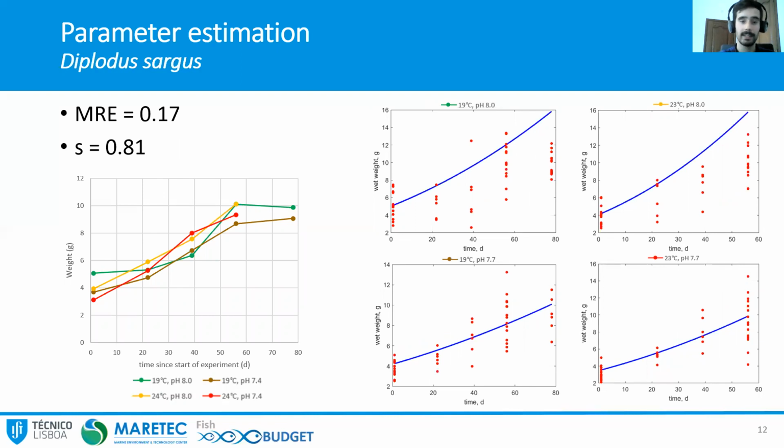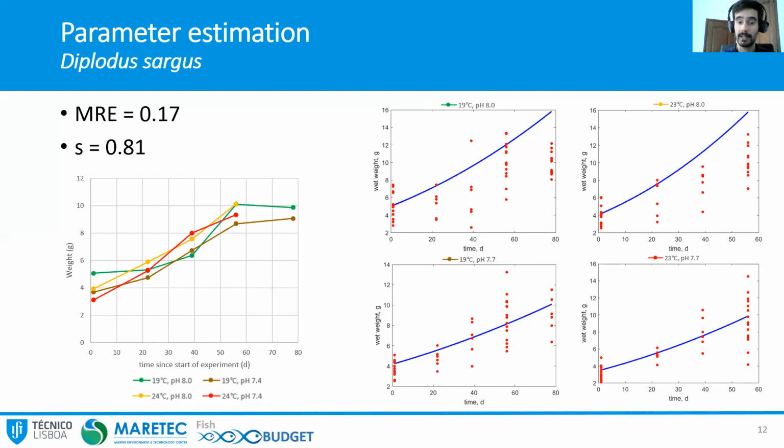Now for the last species, the white seagreen, again we have a very similar mean relative error, but this time we obtained a much larger value for the stress factor. However, this higher value is very likely not due to a higher pH influence, we think, but due to an overfitting problem.